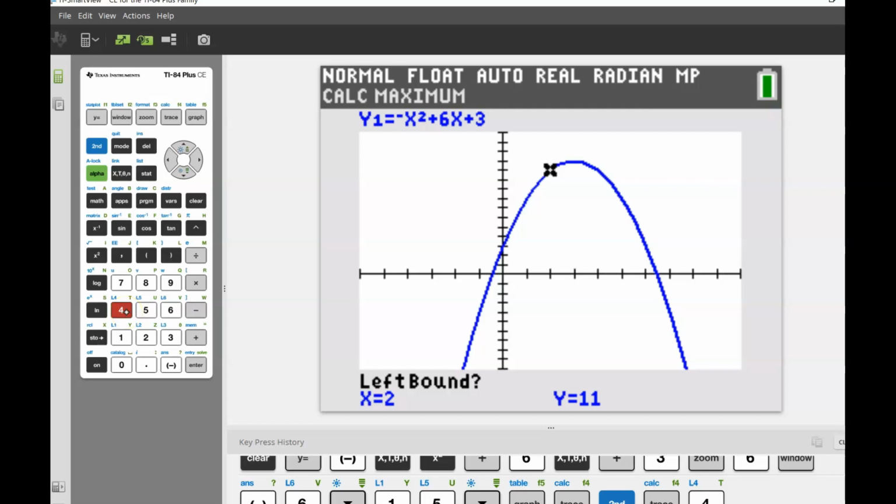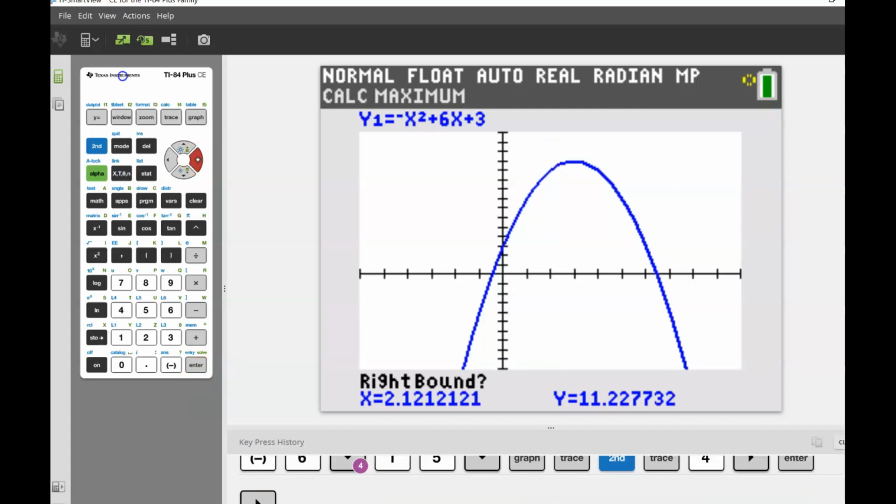And then notice it just puts me back on my graph with the cursor, but notice the calculator is asking a question. It says left bound. It wants you to take the cursor just a little bit to the left of where you consider the vertex. So maybe where I am is just fine, and I press enter. It then marks it and asks me for a right bound. So I'm going to go to the right of what I consider the vertex point and press enter. It then asks for a guess, and so I'm going to go around where I think the vertex point is and press enter. And then it's going to give me this.